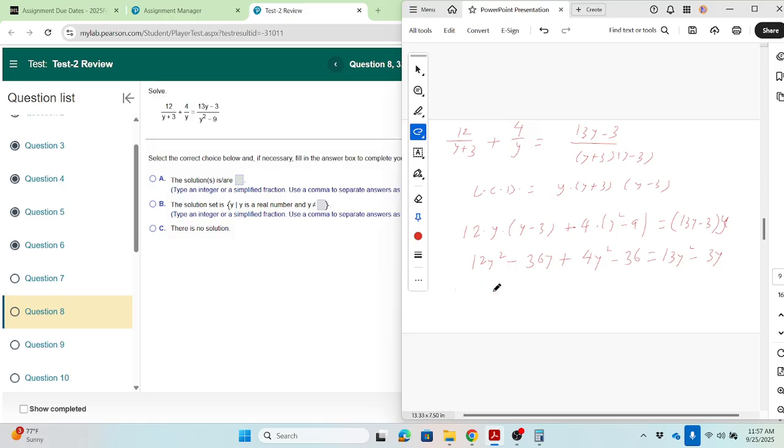Okay, let's do the simplification. 12 plus 4 is 16y square minus 36y plus 36. I'm going to bring this to the other side, 13y square, and this is positive 3y. So 16 minus 13 is 3y square, negative 36 plus 3y is negative 33y, and this is 36, equals 0. I'm going to factor out 3. It gives me y square minus 11y plus 12 equals 0.